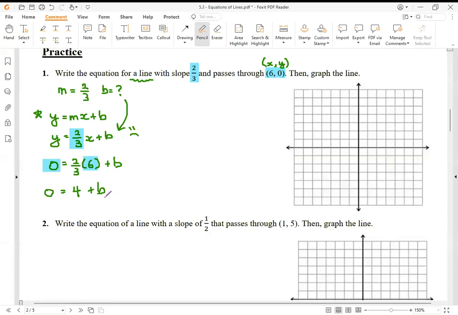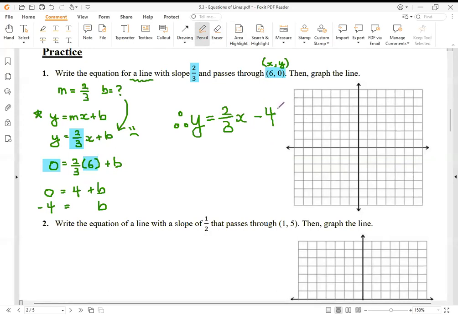Get b all alone. How to get rid of a positive 4? Minus 4, minus 4. 0 minus 4 is negative 4. Therefore, y is equal to 2 over 3 x minus 4. That's it. Using your slope and using a point, we were able to find the last piece. Now we can graph it.